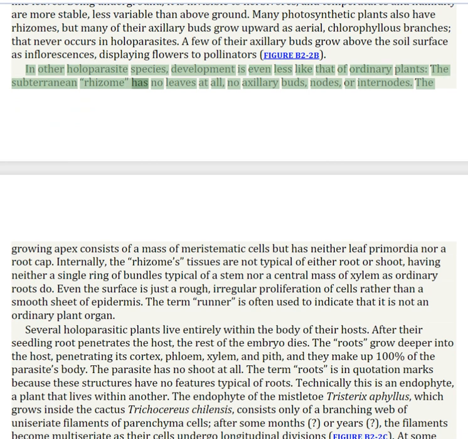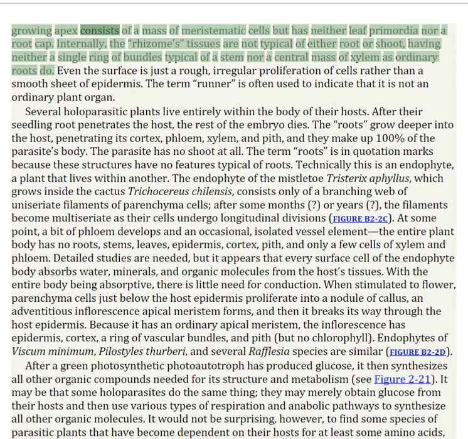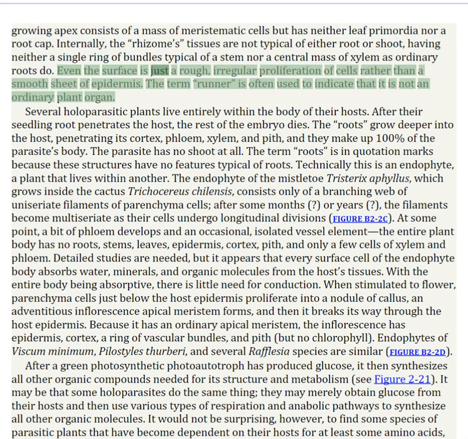The subterranean rhizome has no leaves at all, no axillary buds, nodes, or internodes. The growing apex consists of a mass of meristematic cells but has neither leaf primordia nor a root cap. Internally, the rhizome's tissues are not typical of either root or shoot, having neither a single ring of bundles typical of a stem nor a central mass of xylem as ordinary roots do. Even the surface is just a rough, irregular proliferation of cells rather than a smooth sheet of epidermis. The term runner is often used to indicate that it is not an ordinary plant organ.